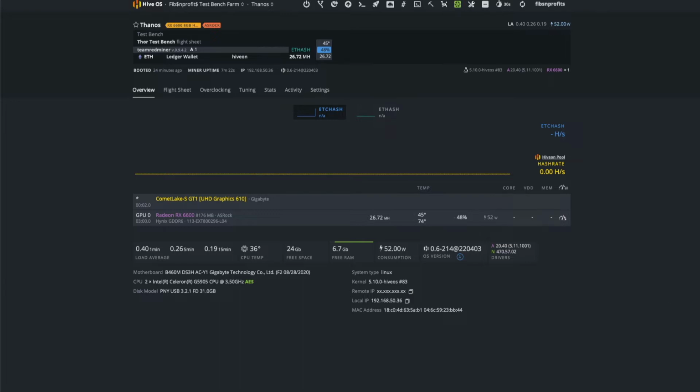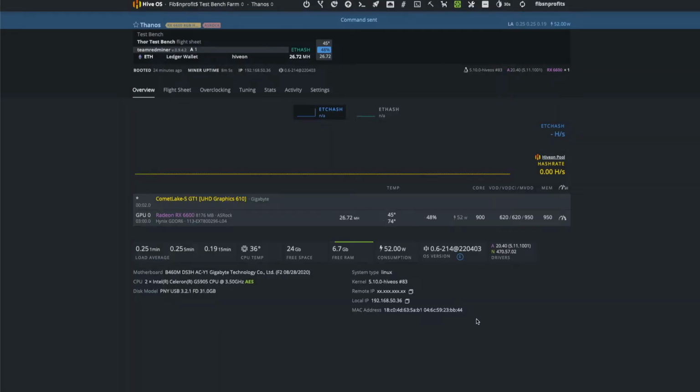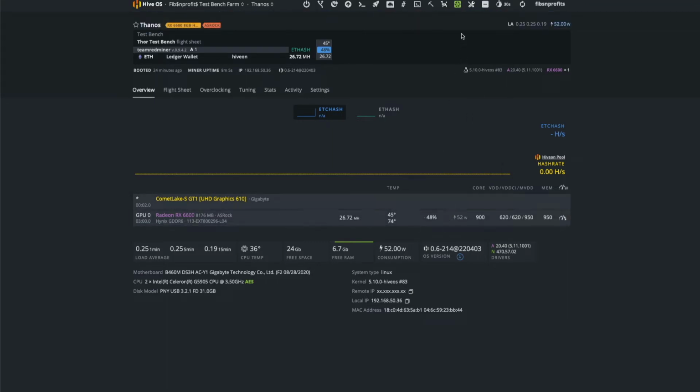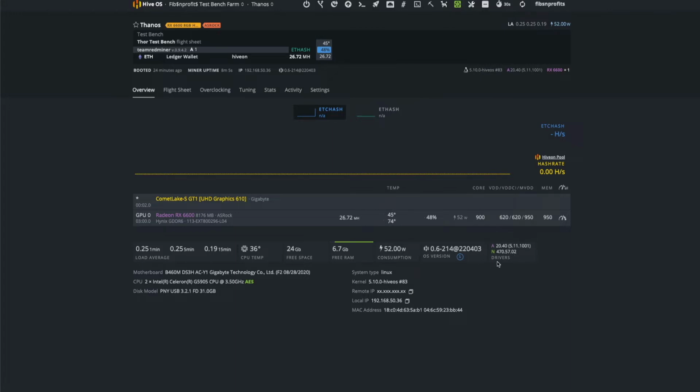What I do want to do, though, is throw in some overclock settings here, just some of the things that I've been playing around with. These are pretty standard settings. So I'm going to come in here. We're going to throw in 900 at the core. We are going to do 620 voltage, 620 memory. I'm going to throw in 950 on the memory clock and then 950 on the memory voltage. And we're going to hit apply and let this go in there. I'm not touching the fan speed. I've got it on auto fan here. And we're going to see what we can do here with these overclocks.